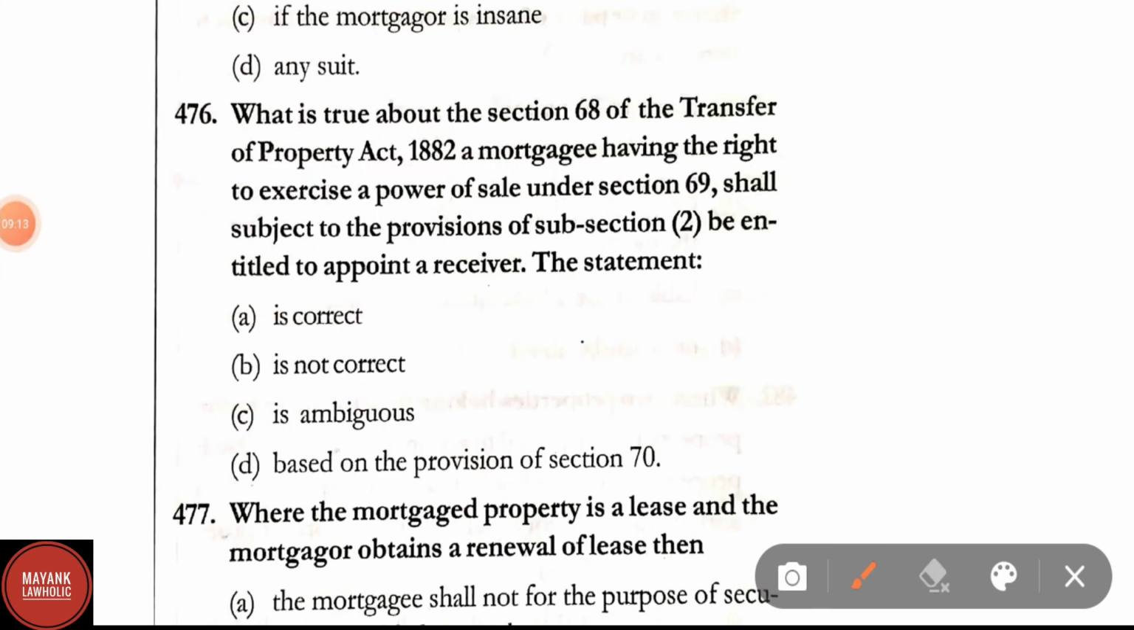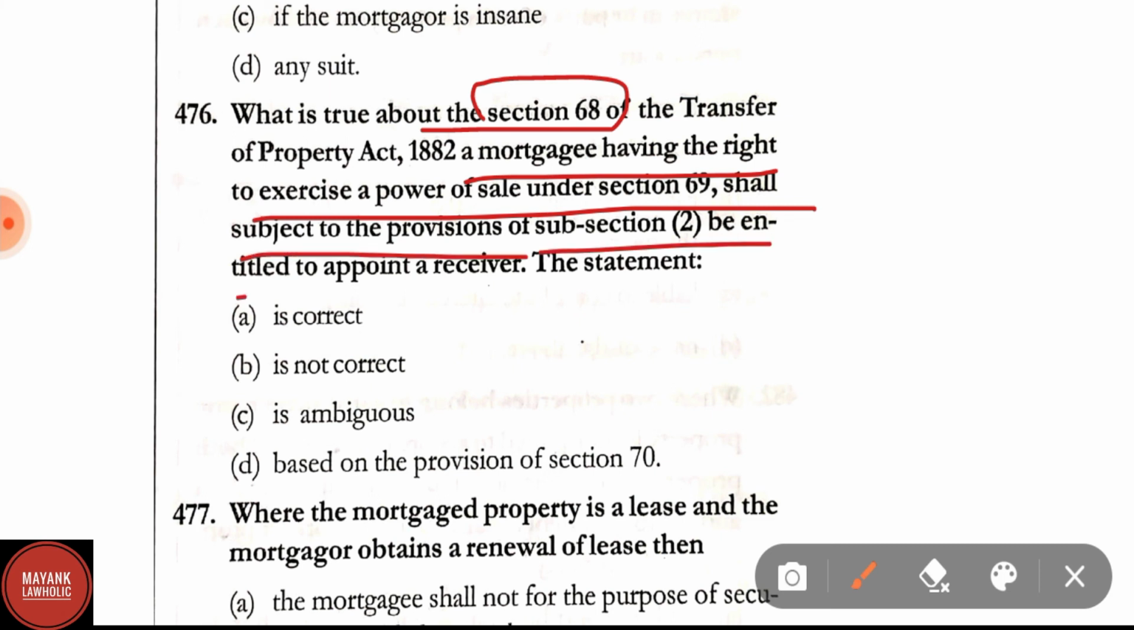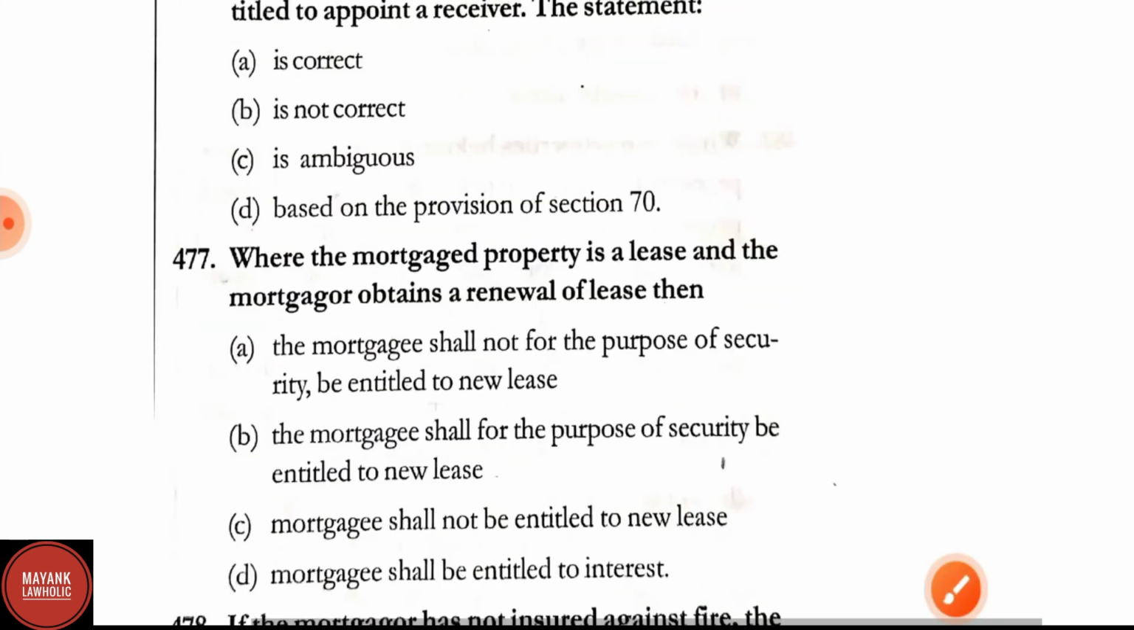Question number 476. What is true about Section 68 of TPA? A mortgagee having the right to exercise a power of sale under Section 69 shall, subject to the provisions of subsection 2, be entitled to appoint a receiver. The statement is correct, is not correct, is ambiguous. Option D, based on the provision of Section 70. Here the correct answer is option A, as this statement is correct.